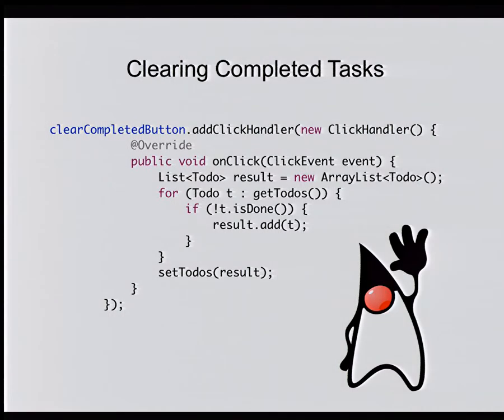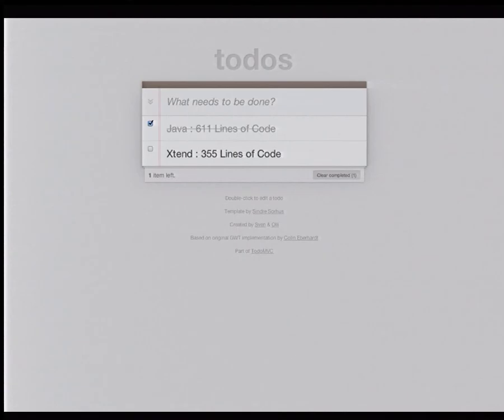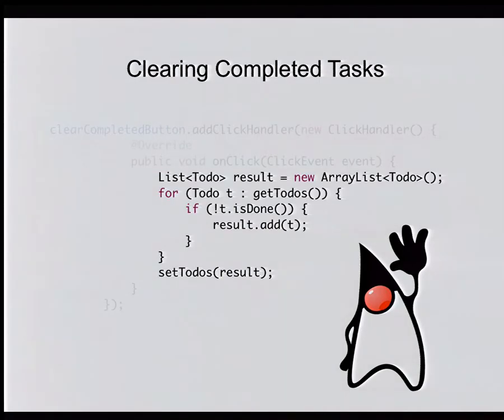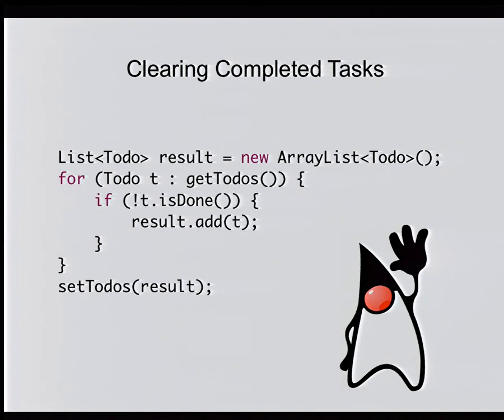So let's see what the Java code looks like. That's a very typical thing. You will see this kind of code in almost any usage of any Java UI framework, like SWT and Swing as well, or Android. You are adding the click handler for the clear completed button. So you see this button here. If you click it, this code gets executed. Okay? So let's see how we can make it a bit nicer with Xtend.